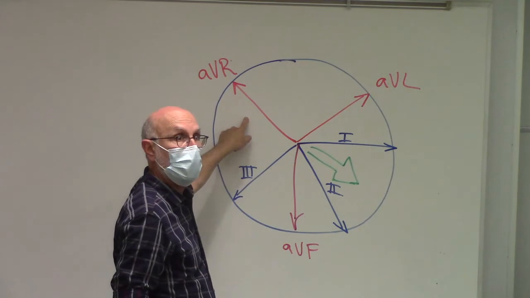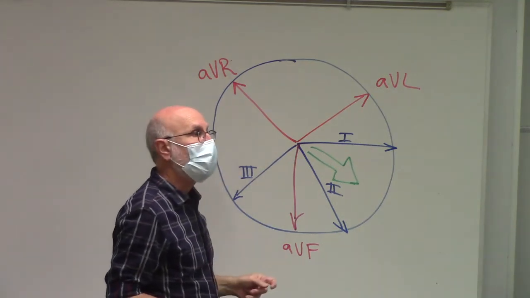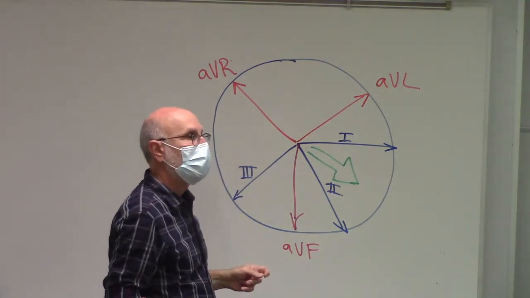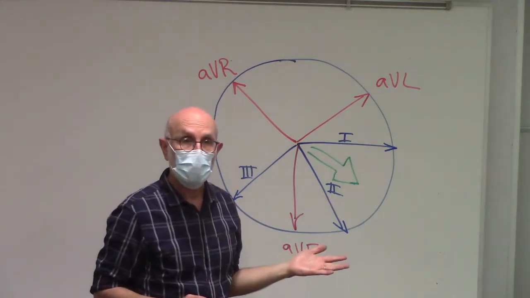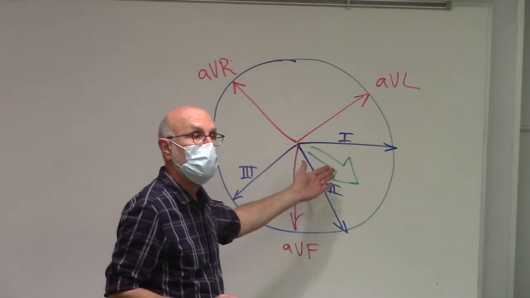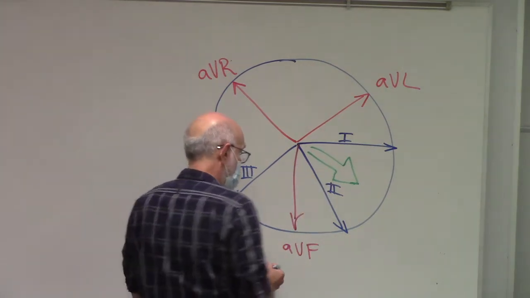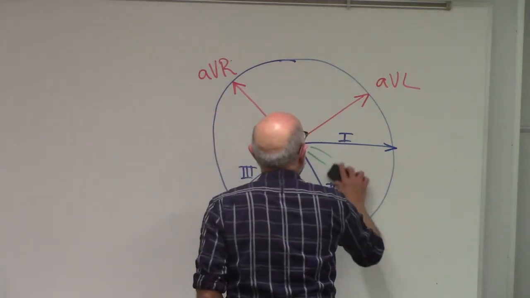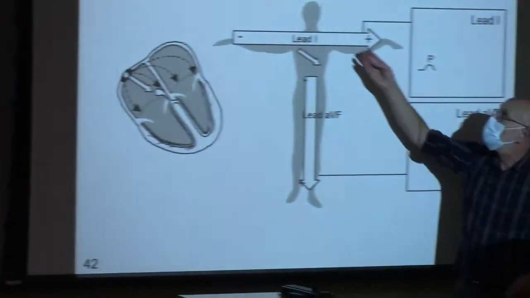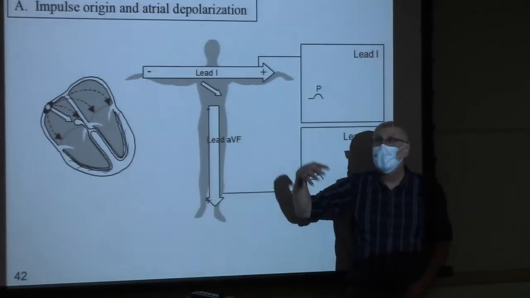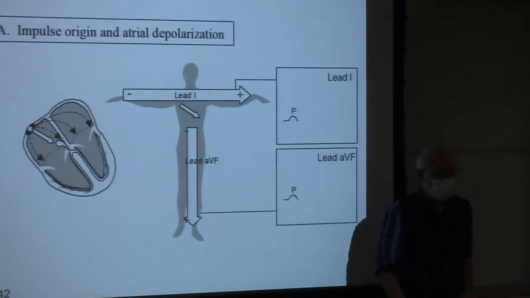Is that clear now? So now you can see why there are going to be different amplitudes measured in the different electrodes, and that gives us information about the direction. Let me go on, and we'll use this again for some more. These illustrations are just using 1 and AVF, but I'll quiz you with the other leads.